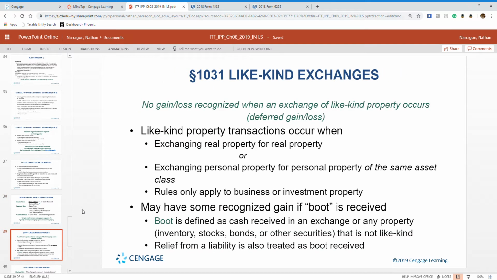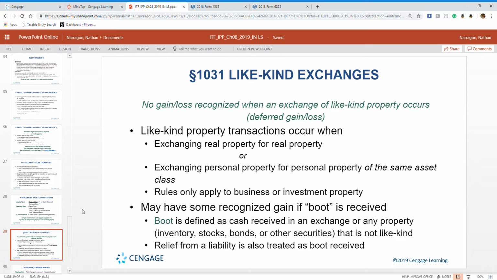Section 1031, like-kind exchanges. This one tends to be used a lot. I will tell you this: there is no gain or loss recognized when an exchange of like-kind property occurs. Basically, it's deferred gain and loss. That's what it's called. Most people do this if you're buying property a lot and you basically buy the same thing that you just sold. You get to defer the gain and loss.